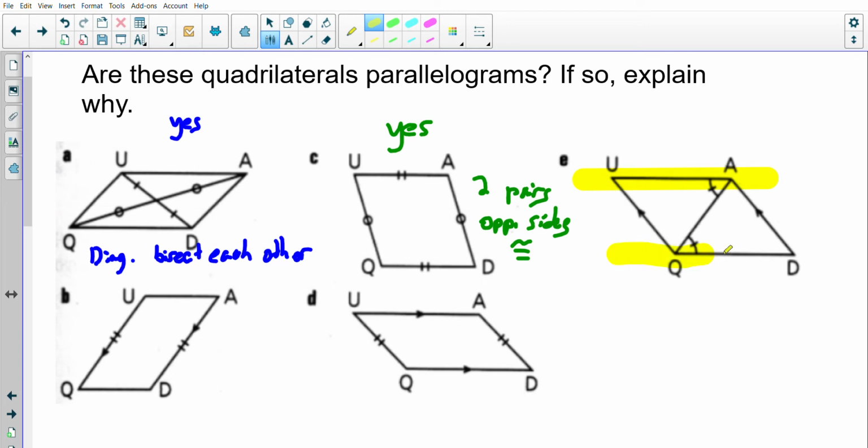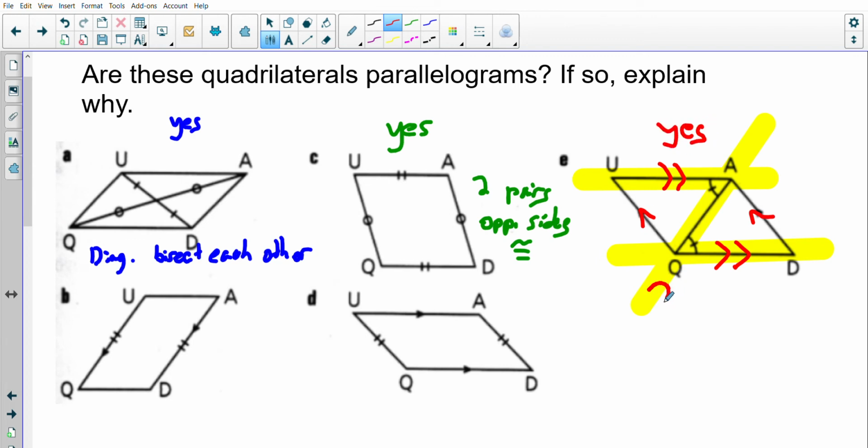The relationship between these angles that are marked congruent are alternate interior angles. If those alternate interior angles are congruent, then we can conclude that these lines are parallel. So I'm going to go ahead and mark these as parallel. And what you can see from this figure is that now both sides are parallel from that given information. So we would say yes.